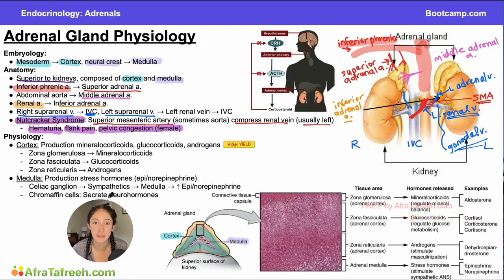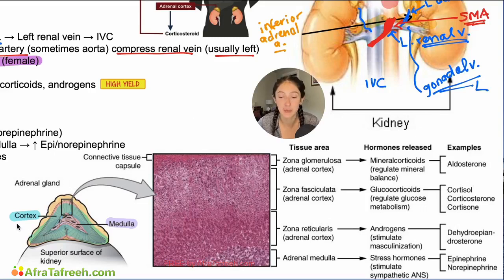So nutcracker syndrome is a very important anatomical tie-in to be aware of, but let's talk about more of the physiology of our adrenal glands. And to do that, I like to zoom into this picture down here. So we already talked about how we have the cortex and we also have the medulla, and each of these different parts of our adrenal gland is going to be responsible for making different hormones.